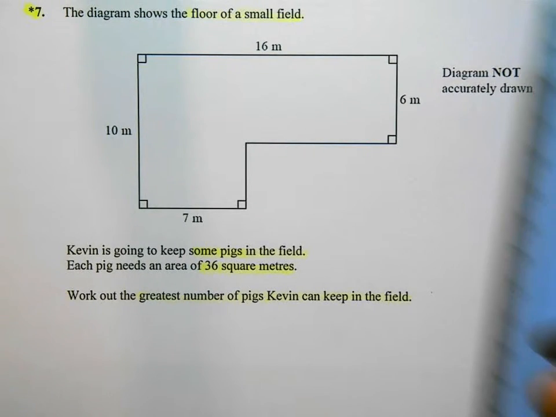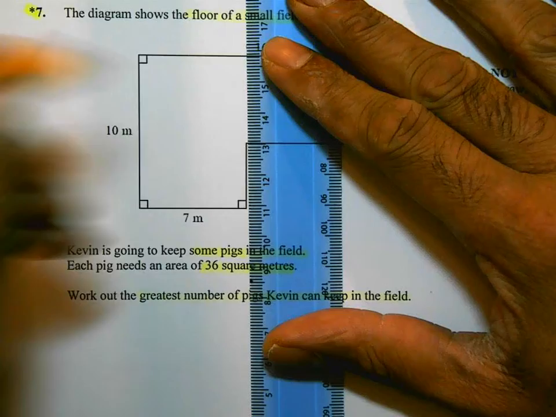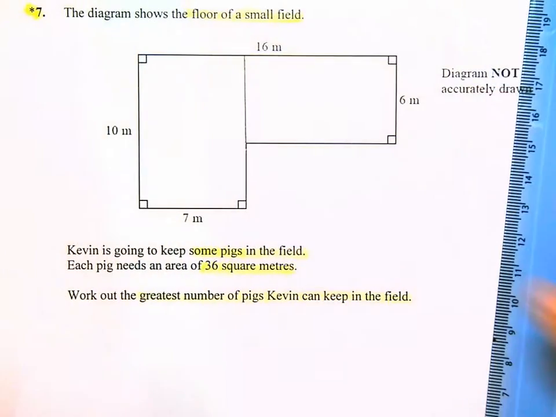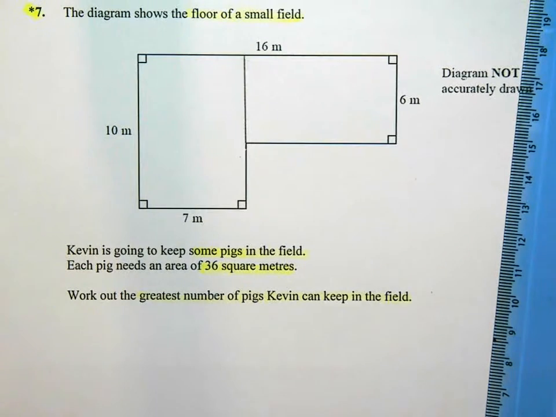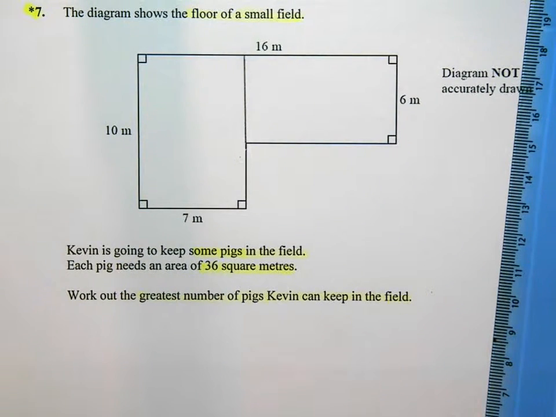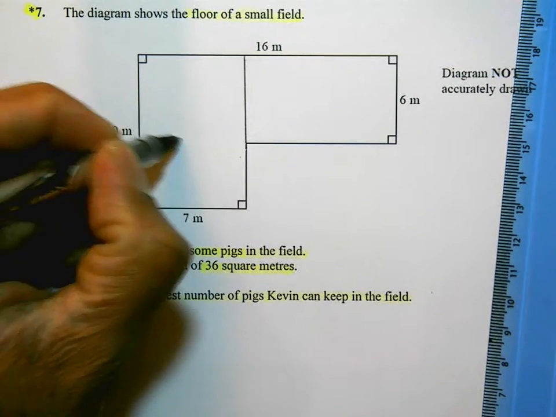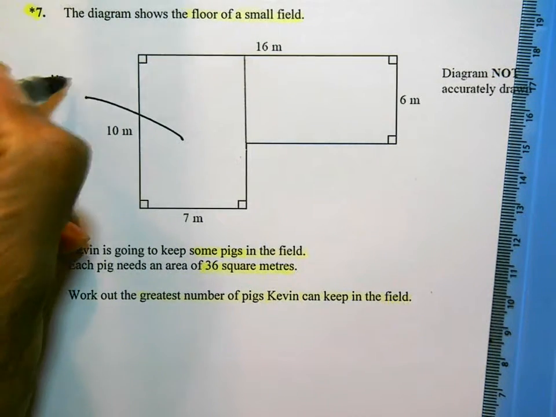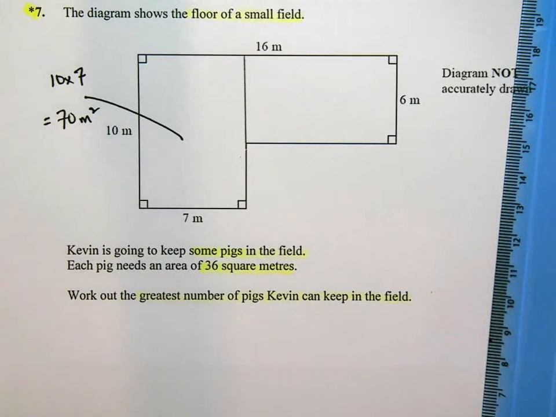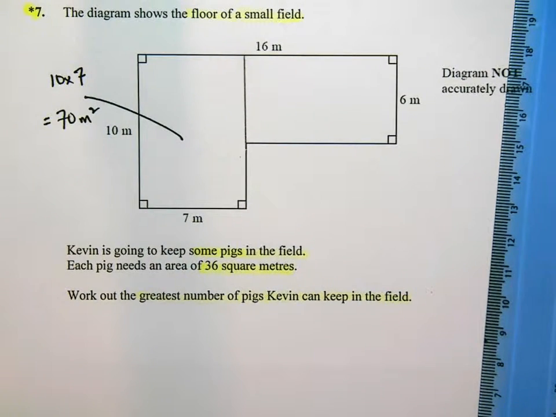I'm going to split this shape, this compound shape, into two rectangles. This side here is 10 and this here is 7. So the area of this rectangle is going to be 10 times 7, which is 70 meters squared. Now you are allowed to write around the question and the examiners will mark it, so you can easily do what I've just done there.